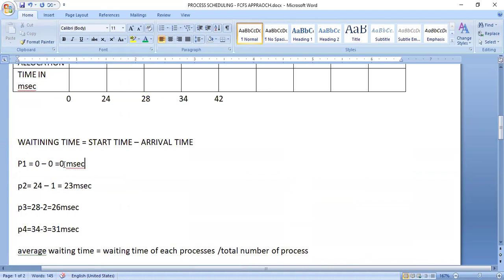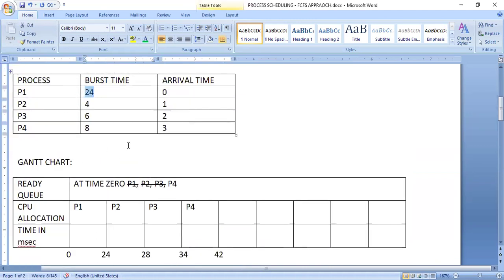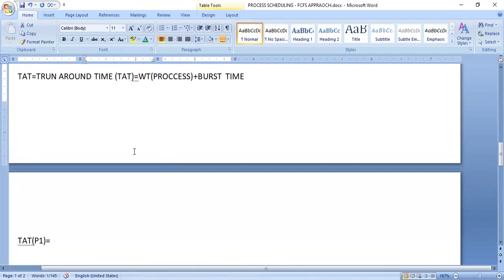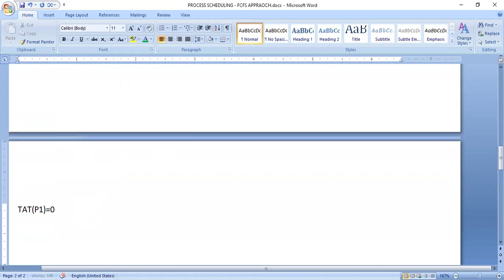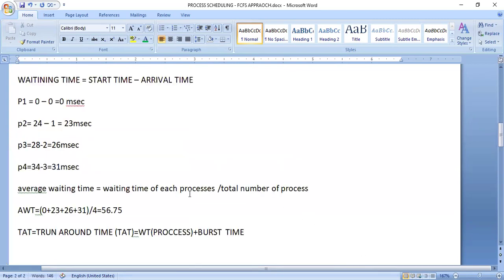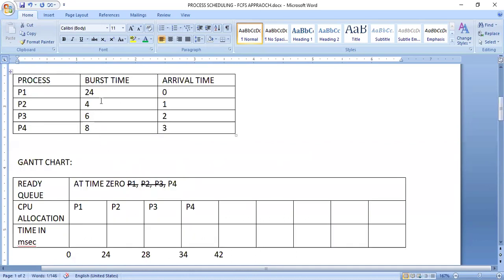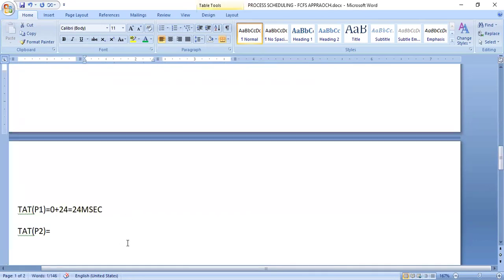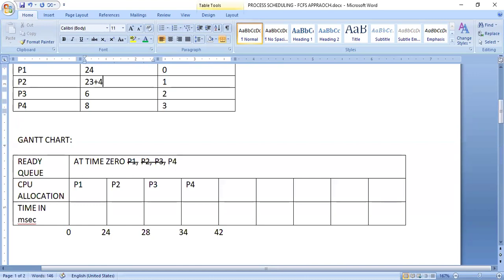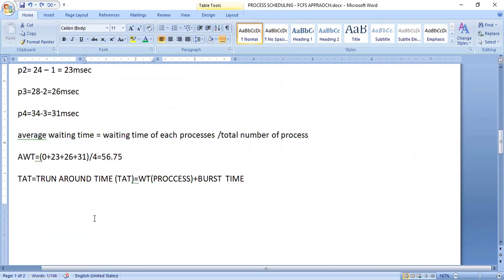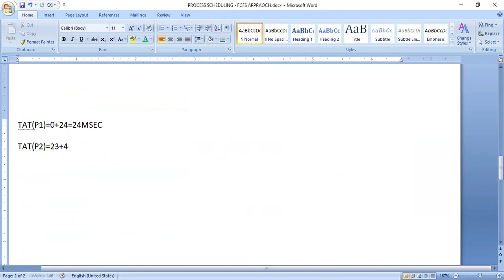What is the waiting time of P1? We calculated 0. What is the burst time? 24 milliseconds. So waiting time is 0 plus burst time 24 milliseconds. It will become 24 milliseconds. Like this, you need to write for the remaining processes. So TAT of P2. Again, same thing. What is the waiting time? You computed 23 milliseconds plus burst time 4. 23 plus 4 will become 27 milliseconds.